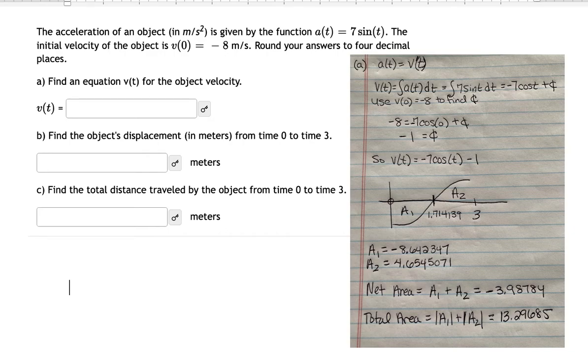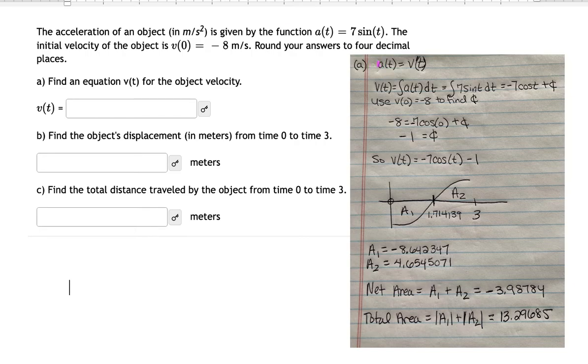The acceleration of an object in meters per second squared is given by the function acceleration is equal to 7 times sine t. The initial velocity is given as -8 meters per second, and when we enter our answers, we're going to round our answers to 4 decimal places. The first part asks us to find the equation for the velocity of the object.